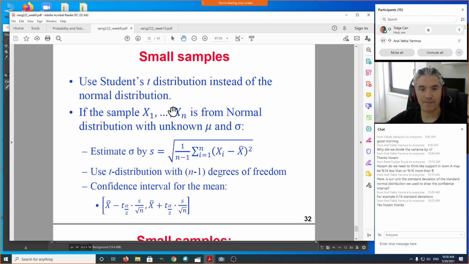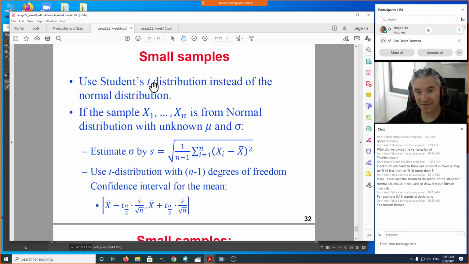Now we're going to talk about small samples, and they're normal. We have to be given that the individual variables are normally distributed. We have a small sample, and we don't know the standard deviation of the individual variables. If we have a small sample but we know the standard deviation, then it's not Student's t, okay?